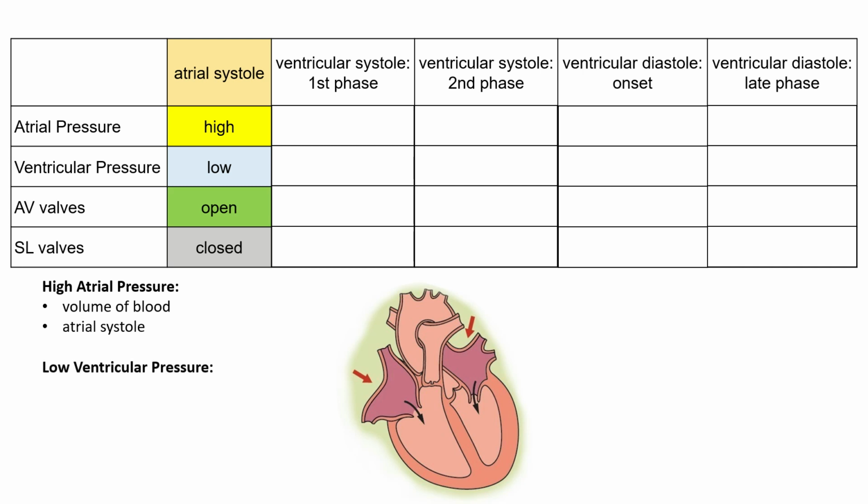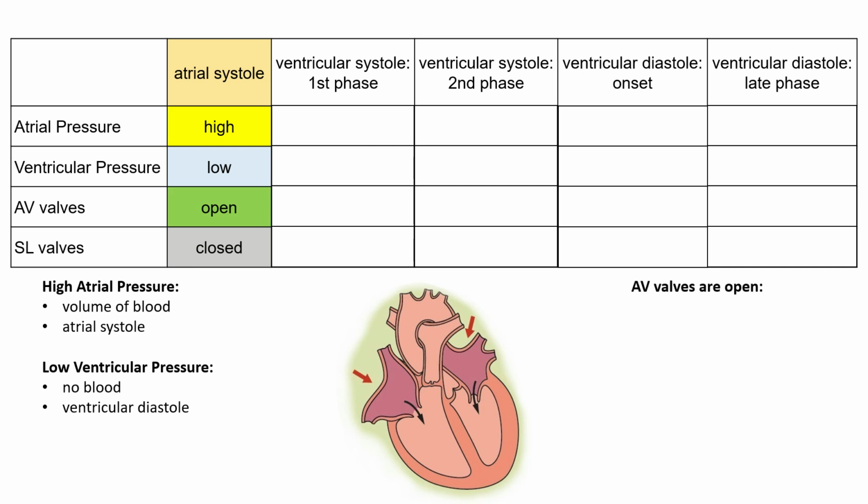Now we've got low ventricular pressure. So why is that? Well, the ventricles during atrial systole don't have any blood in them. And that's going to mean that without that mass of blood, there's not going to be any pressure associated with that. The other reason why we have low ventricular pressure is that the ventricles are in diastole. They're in their relaxation phase. So no pressure.